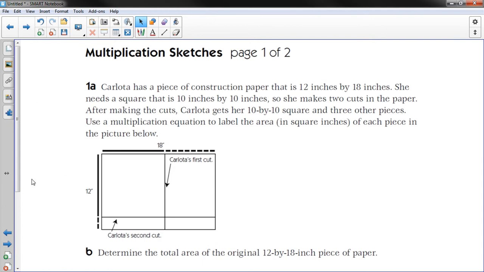Multiplication sketches. 1A. Carlotta has a piece of construction paper that is 12 inches by 18 inches. She needs a square that is 10 inches by 10 inches, so she makes 2 cuts in the paper. After making the cuts, Carlotta gets her 10 by 10 square and 3 other pieces. Use a multiplication equation to label the area in square inches of each piece in the picture below.